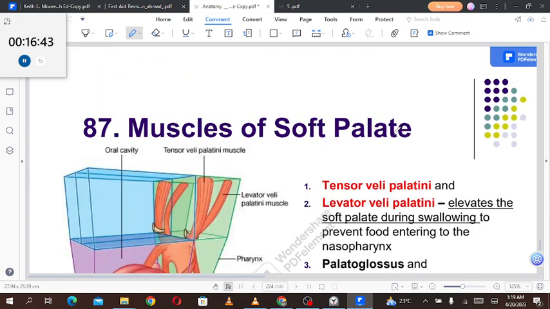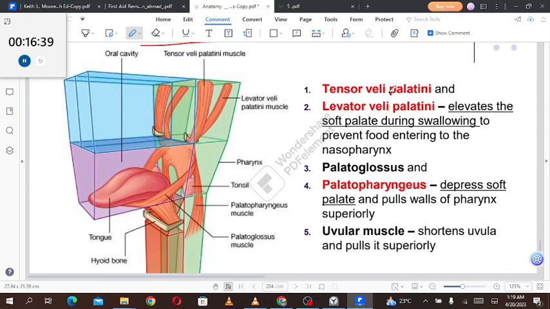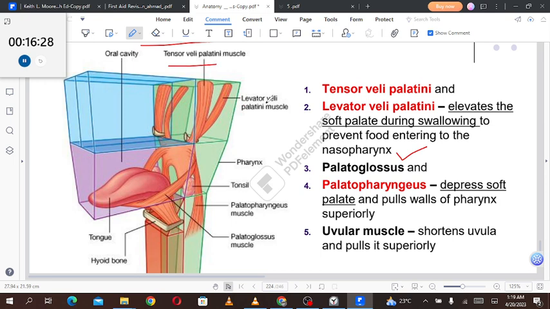Moving forward, point number 87 is about the muscles of the soft palate. So tensor veli palatini and levator veli palatini elevate the soft palate during swallowing to prevent food entering the nasopharynx. They will lift the palate or elevate the soft palate during swallowing to prevent the food entering the nasopharynx.